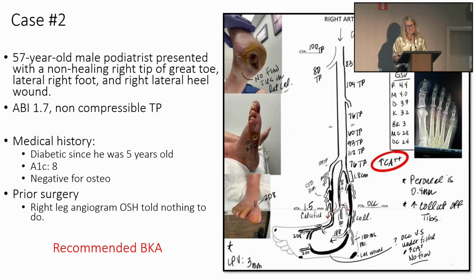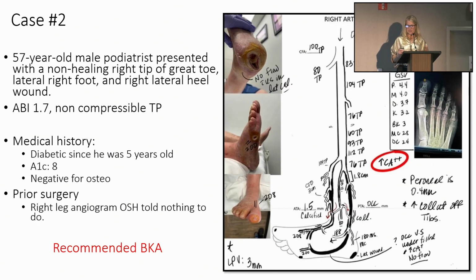This is a favorite story of mine. This is a podiatrist who was familiar with my work in PAT, and he called me and he said, I'm in big trouble. I've got multiple wounds, and I was seen at an outside institution, and they told me I need a below-the-knee amputation. There is nothing to do. Now, he is a non-smoker. He's been a diabetic since he was 5.